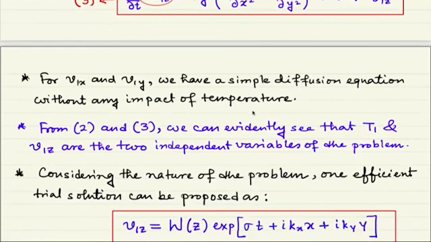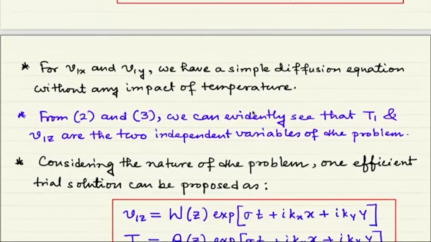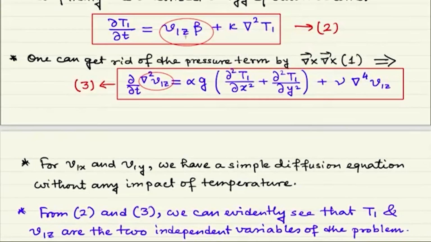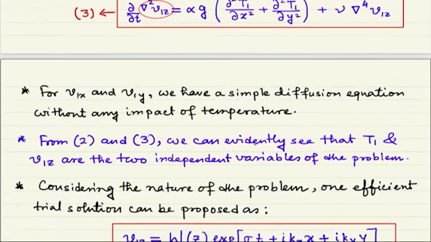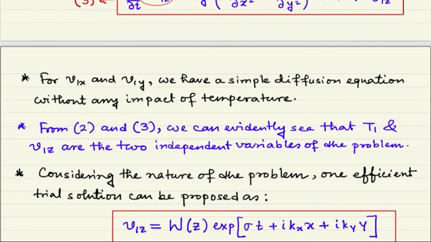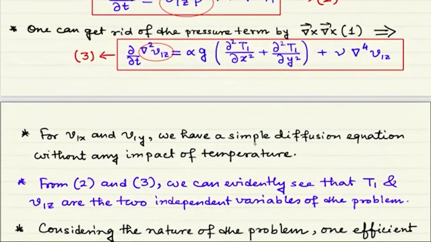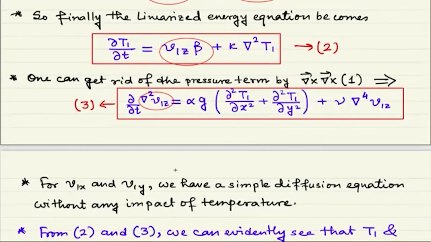But of course we can easily see that with all these terms present, they are not quite exactly diffusion equations. But we can think of solutions which look like a diffusion solution. So that is our next step: we now have to propose reasonable trial solutions for T1 and V1Z.